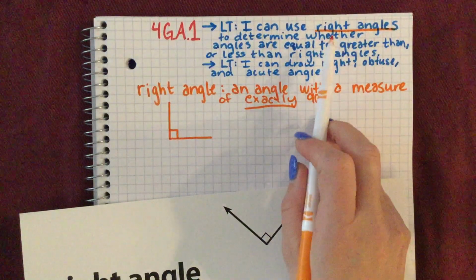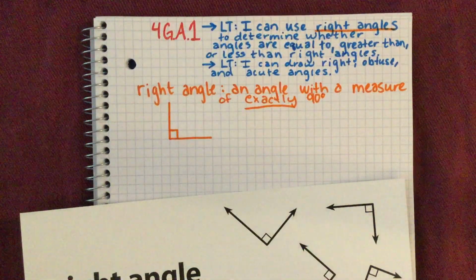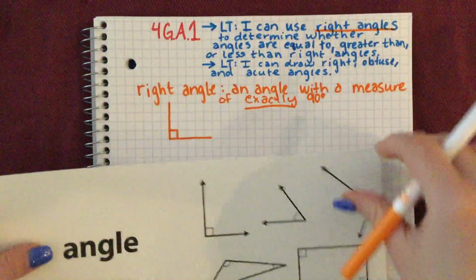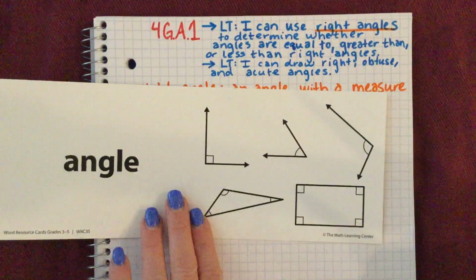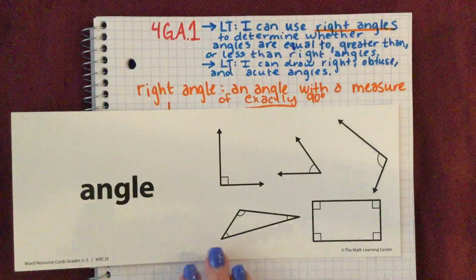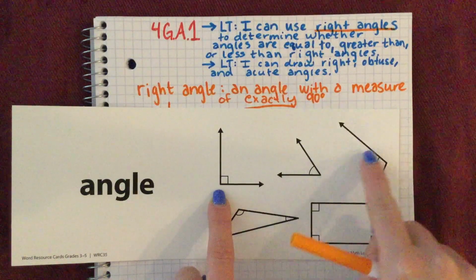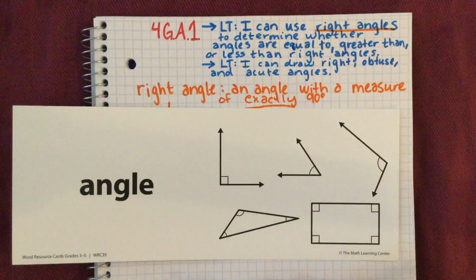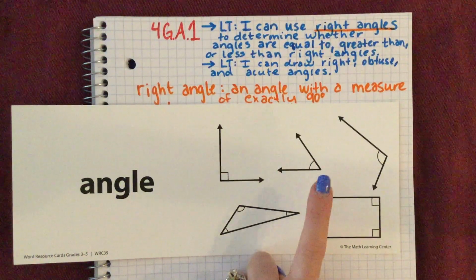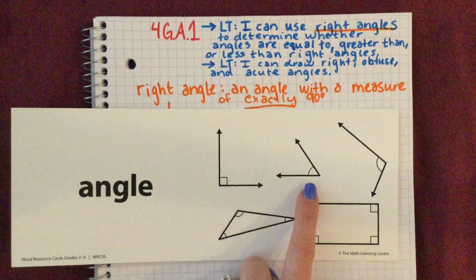So what we're going to do is use these right angles to determine whether angles are equal to, greater than, or less than right angles. So that's what you're going to be working on today in your Zearn lesson. So let's use these angles from our example. This angle looks pretty much exactly like mine, so I'm just going to cover mine up a little bit. So this is exactly 90 degrees. So we're trying to figure out if these angles are greater than, less than, or equal to 90 degrees. So let's take a look at this angle right here. Is this angle greater than, less than, or equal to 90 degrees based on this example?